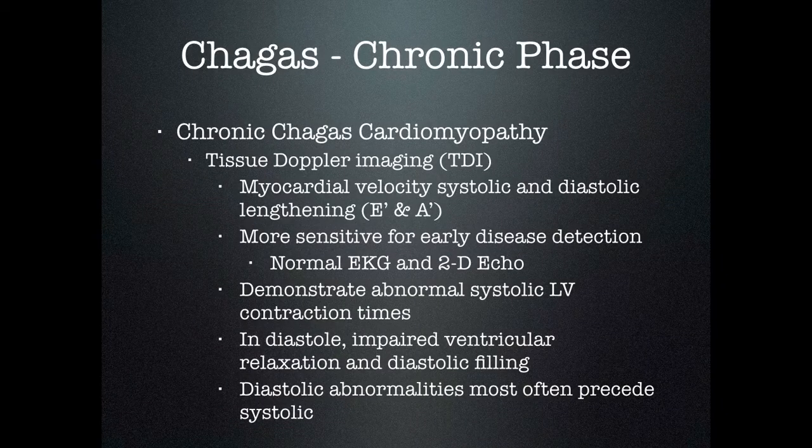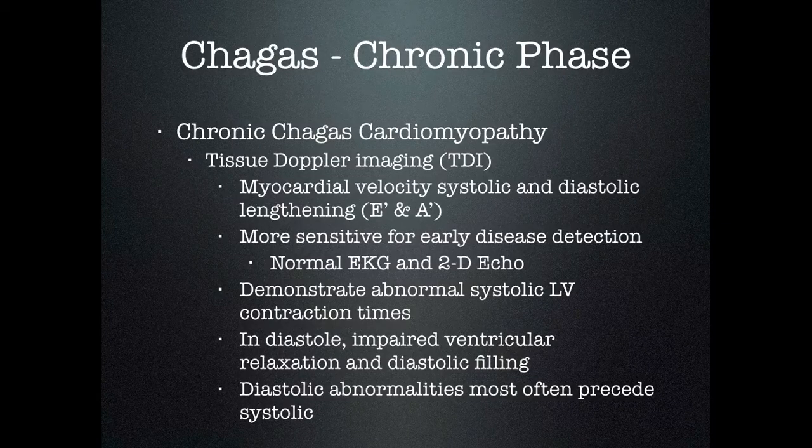Tissue Doppler imaging can be very useful in chronic Chagas cardiomyopathy. We haven't talked much about that in prior lectures, so I will not go into it very deeply. But you can use tissue Doppler imaging to determine the velocity or the lengthening of the myocardial fibers. This is more sensitive for detection of early disease than normal EKGs and 2D echo.